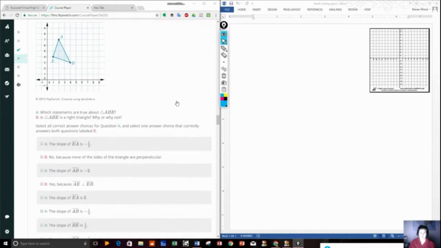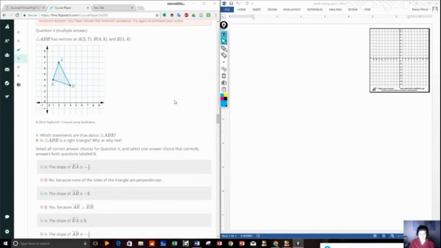We're going to jump down to question 4. Triangle ABE has vertices at A (2, 7), B (4, 3), and E (1, 4). A, which statements are true about triangle ABE? B, is triangle ABE a right triangle? Why or why not? Okay, so I'm going to scan the answer choices for question A and see what they're asking about. So the slope of EA is negative 1/3. Okay, so for question A, they're looking for slopes.